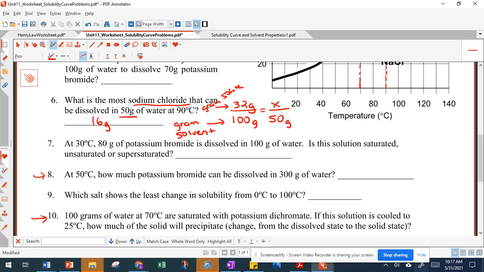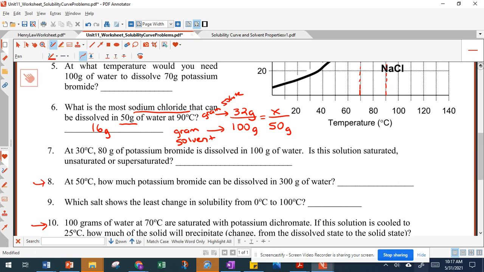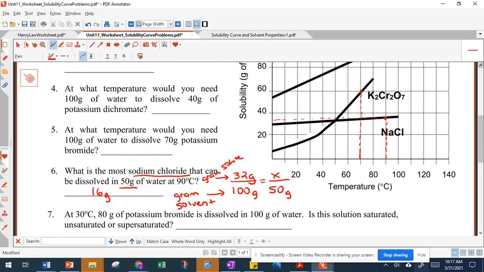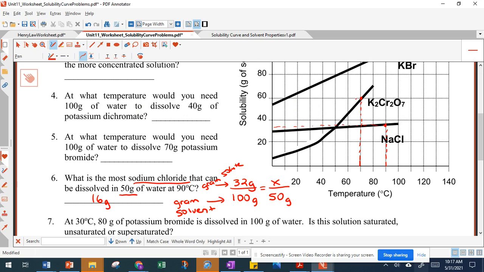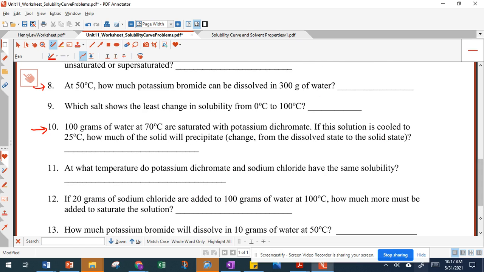is, if we cool it down to 25 degrees Celsius, so now we're just changing the temperature. We're not changing the amount, so we're cooling it down to about 25 degrees Celsius. We get a point right here. To figure out how much will precipitate, we're going to have to take that difference between that point and the point on our curve to see how much will precipitate. So that's how you would do a problem like that.